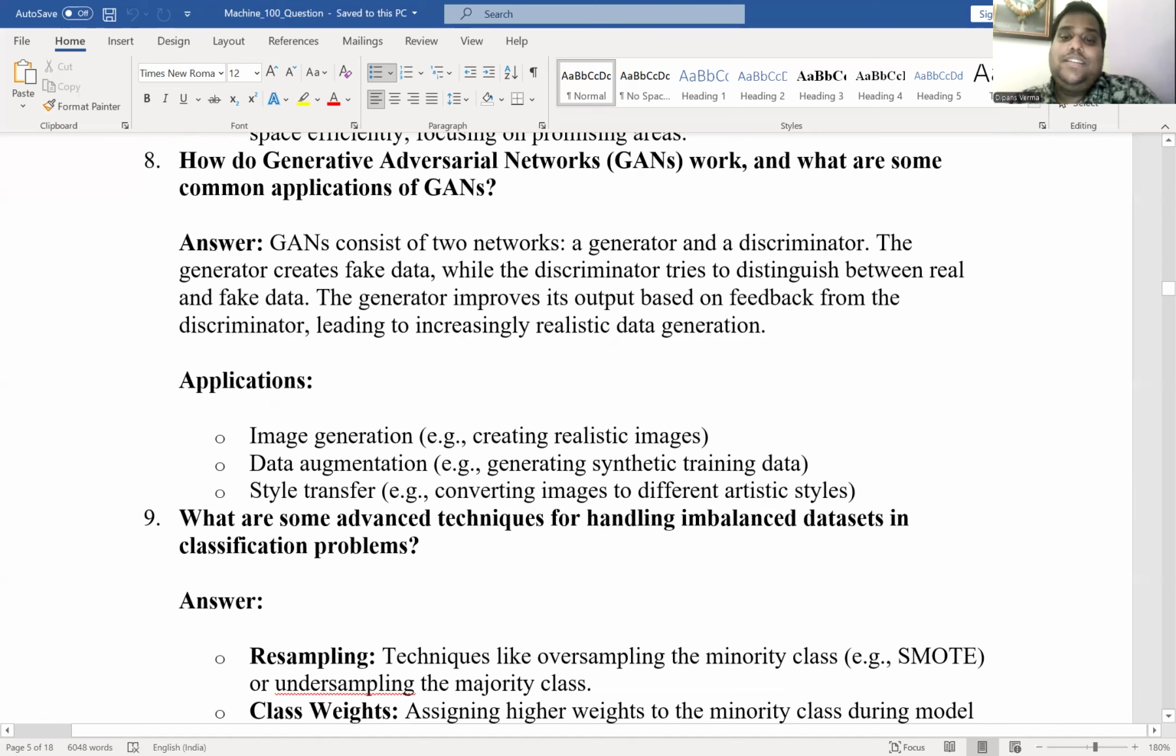Image generation, creating realistic images. Data augmentation, generating synthetic training data. Style transfer, converting images to different artistic styles.